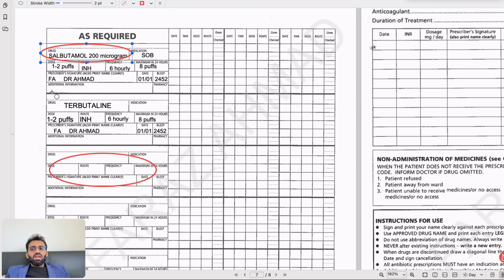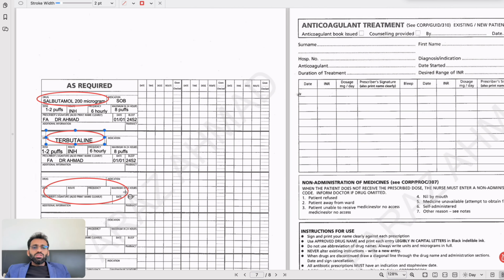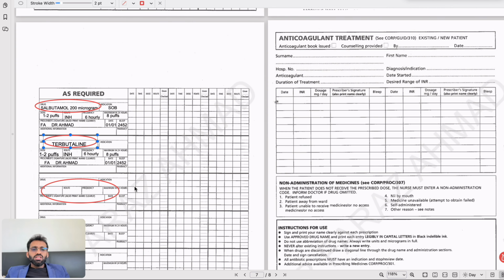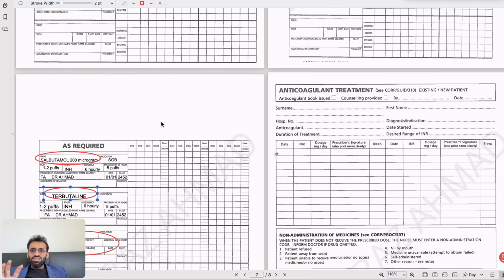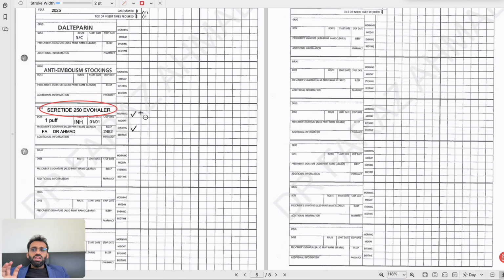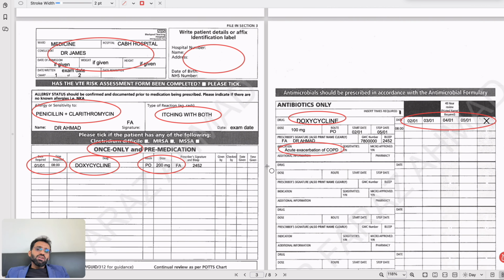The second as required drug is terbutaline, and for terbutaline you have to give 1 to 2 puffs inhaled 6 hourly, maximum 8 puffs in a day. Then your name and the signature, your date of the exam, and the bleep number. So that's very easy, and that's all about today's video, guys. In this video we have discussed the writing of the prescription, sorry, the as required medication, which we can skip while the patient is going to be admitted, and we have written the regular medication, and the rest of the regular doses will be written in a separate section.